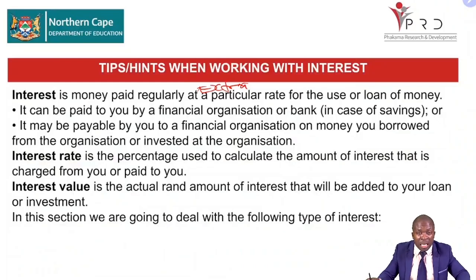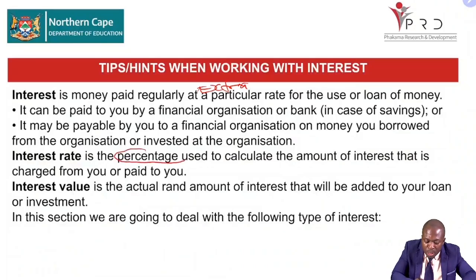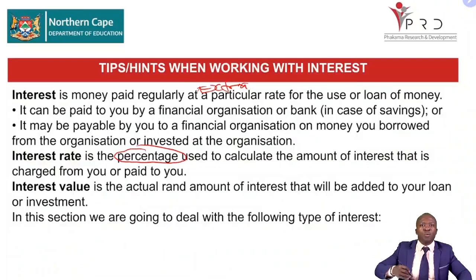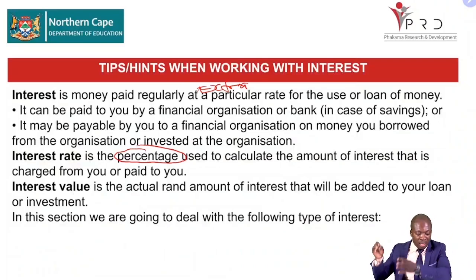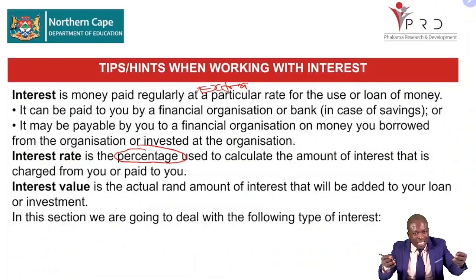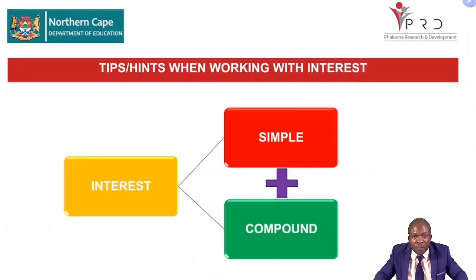And then the interest rate, that is the percentage, the one which makes us decide whether it is going to be 100 Rand or not. So interest rate can be like 15%, can be like 20%, 10%. Those are interest rates. And then we have interest value, meaning when you use that interest rate to get the actual amount, that actual amount is what we call interest value. So for today's lesson, we want to look at the first 2 points, which is simple interest and compound interest. Meaning interest can either be simple or compound.